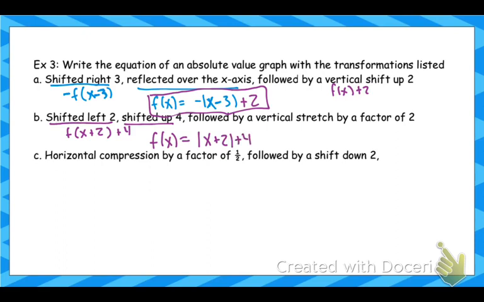All right, now the next one, it says followed by a vertical stretch by a factor of 2. A vertical stretch by a factor of 2 is 2 times f of x. So we're going to take the f of x equation that we have and multiply it by 2. Now be careful here. I can't just stick a 2 out in front, because that's not multiplying the function that I currently have. The function I currently have, that whole thing needs to get multiplied by 2. So if I do 2 times this whole thing, I get 2 times the absolute value of x plus 2, plus 8.